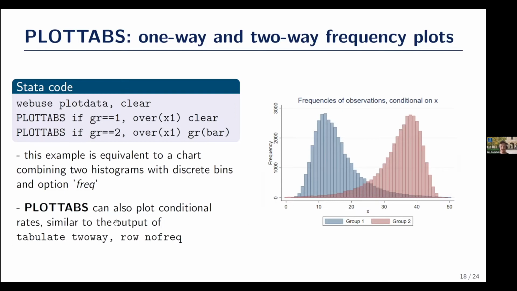Now, the plot tabs can also do conditional rates, similar to the command tabulate two-way with an option row and no freq, which means that you are essentially creating rates of dummy variables conditional on some value of the underlying conditional variable x, right? Examples of this could be, for example, employment rate. You could plot employment rate conditional on people's ages. And once again, because you can lay over different charts, you can plot conditional rates of employment for women, for men, and do all these comparisons. And everything is stored in the memory for later use.